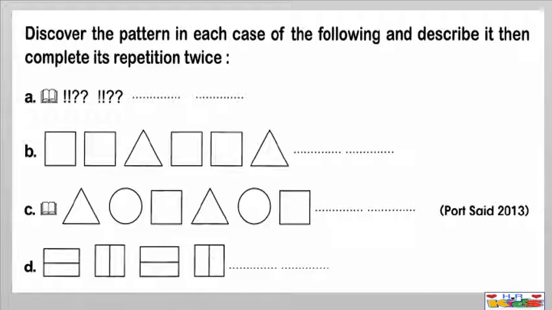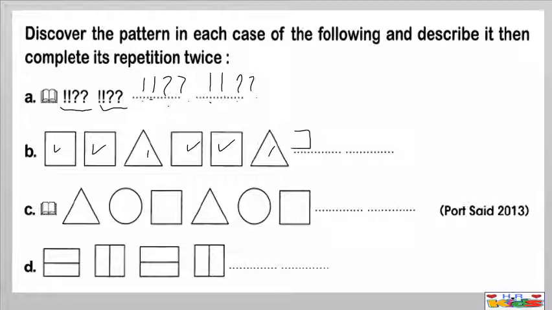In the first one, we have an exclamation mark, then a question mark, then again an exclamation mark and a question mark. So when we complete it, we will do 2 exclamation marks, then 2 question marks, and again 2 exclamation marks and 2 question marks. The next, letter B, you have 2 squares and a triangle, 2 squares and a triangle. So we will do 2 squares, a triangle, then 2 squares and a triangle.